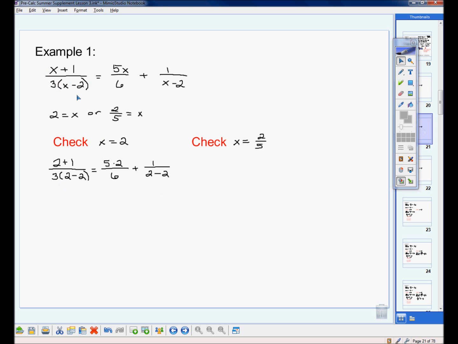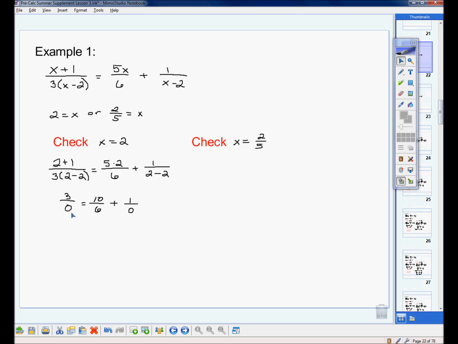Okay, here's our original problem, and we've taken that 2 and we've put it in wherever we see an x. And here's another one. And then we begin to simplify. The problem is that I'm getting zeros in a couple of the denominators. Those make undefined fractions. You can never divide by a 0. So what this means is I don't have to go any further. As soon as I get a 0 in my denominator, it tells you that this number is not a solution.